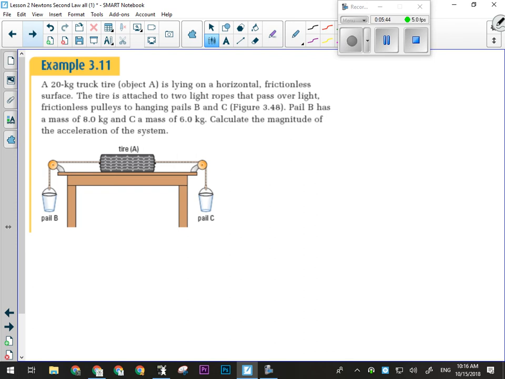That one is a lot like what we just did. Basically it's the same. Give that one a try. It's going to tell you the mass of the pails, and it's going to tell you the mass of the tire. You've got to figure out the acceleration of the system, and the table is frictionless.